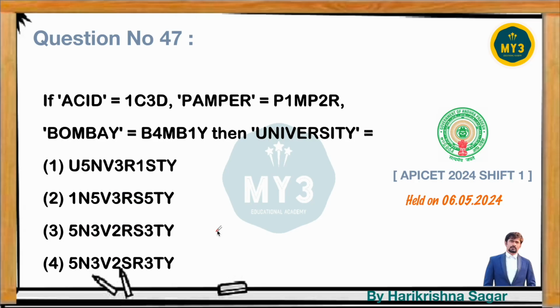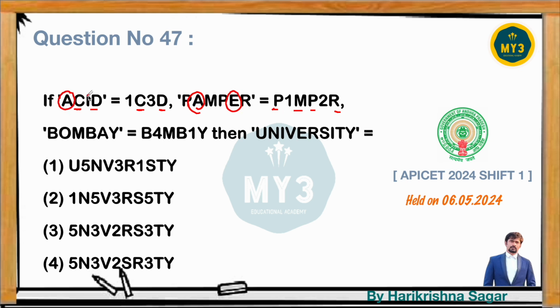Let's look at the next question. If you observe this question, ACID is coded as this, Pamper is coded as this, Bombay is coded as this, then university is coded as what? So what is happening here, you can observe. ACID is coded as 1C3D. So what is the thing happening here? C and D are the same, and A and I are coded. So here also in Pamper, if you observe, a few letters are coded, the remaining are as they are. P, M, P, R are as they are. A and E are coded as 1 and 2.